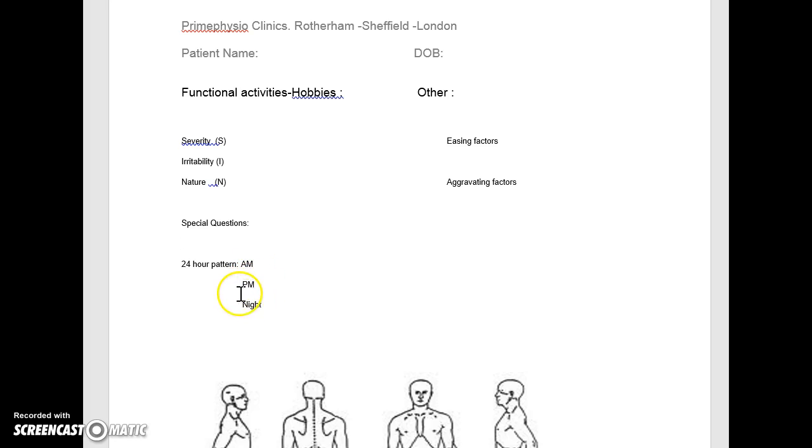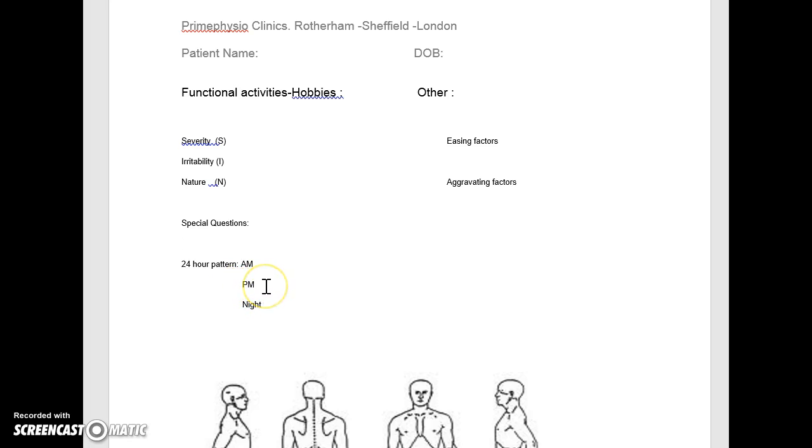Again, this is just a suggestion, a hypothesis. PM, if the patient's symptoms increase at the end of the day, this also might indicate mechanical origin of the symptoms. And here, this might encourage us to look at the aggravating factors and think about what kind of aggravating factors are there that increase the patient's symptoms by the end of the day.